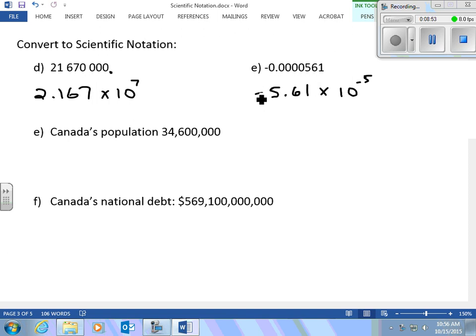So I'm going to do 3.46, and again times 10 to some power, and just count how many spaces you've moved the decimal place over. So 1, 2, 3, 4, 5, 6, 7.